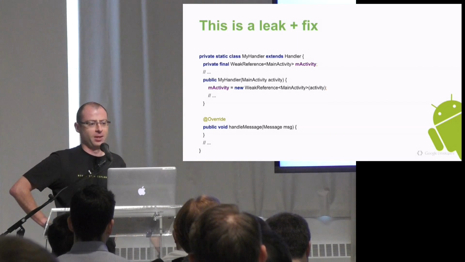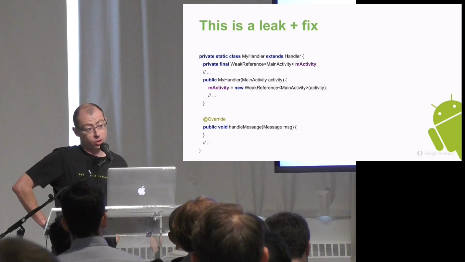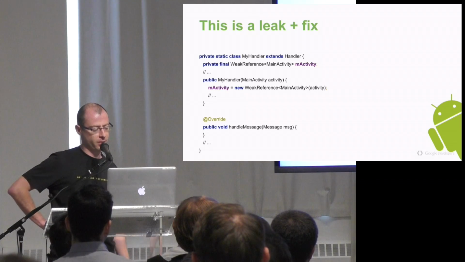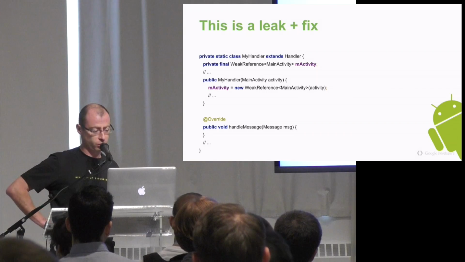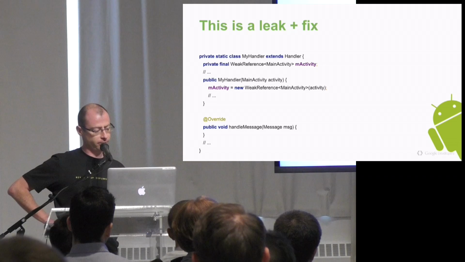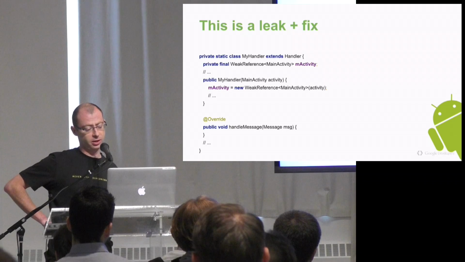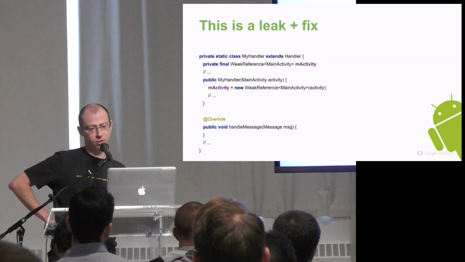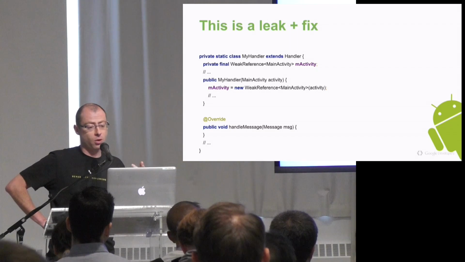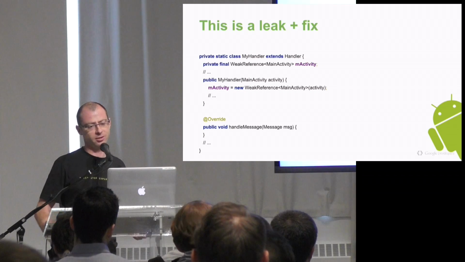Weak reference: if it's the only reference to the underlying object, the garbage collector will clean it. That's it. Truly simple. How does it work here? Pretty easy. We declare a handler with a weak reference. So if the handler is alive and we don't need the activity, and the weak reference that the handler holds is the only reference, tick, the activity is cleaned.